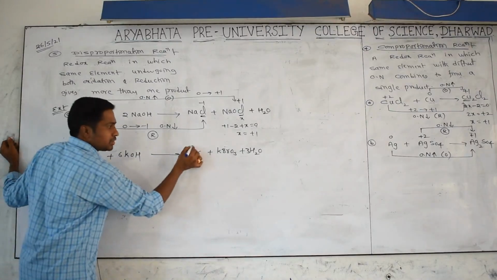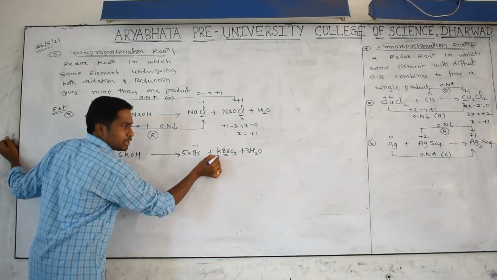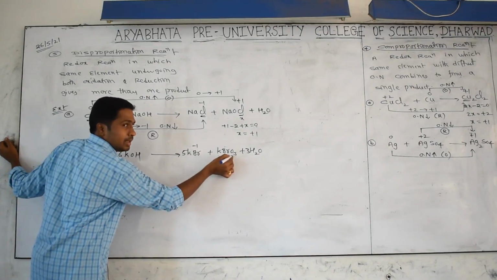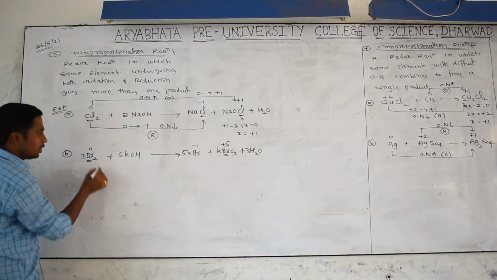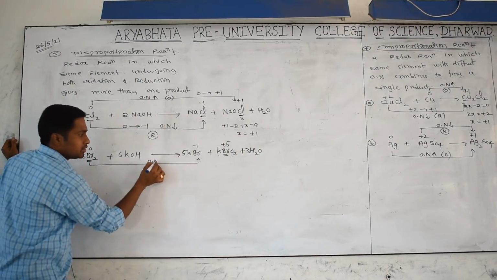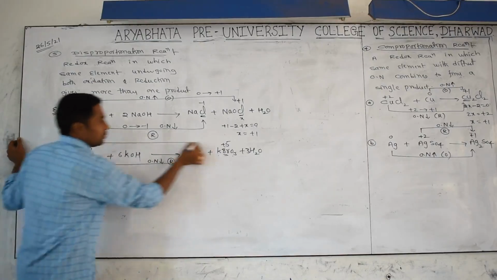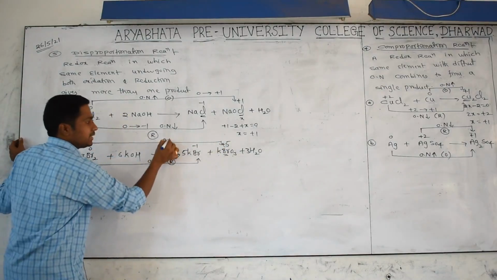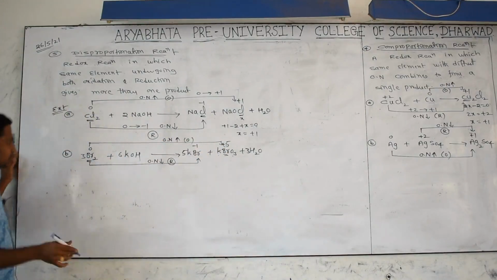Here bromine's oxidation number is -1. Here bromine's oxidation number is +1, -6, plus -5, and -5 comes to this side, so +5. Now check here: the bromine oxidation number is decreasing, and oxidation number decreasing is called reduction. The same bromine's oxidation number is also increasing, so it is called oxidation. I will tell you one more example.